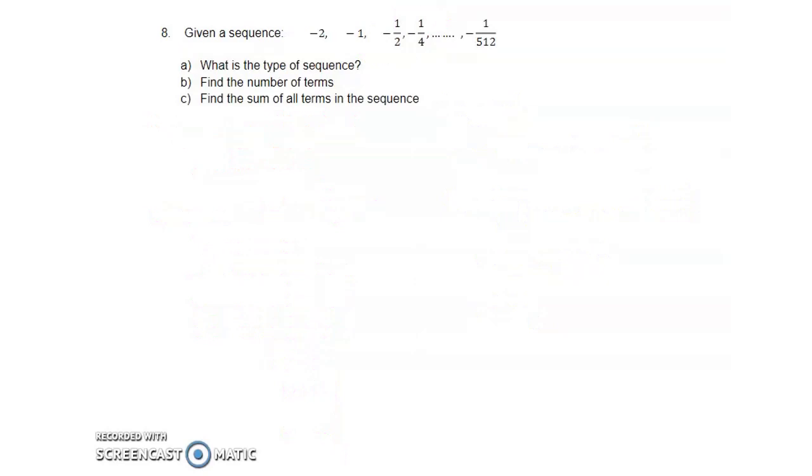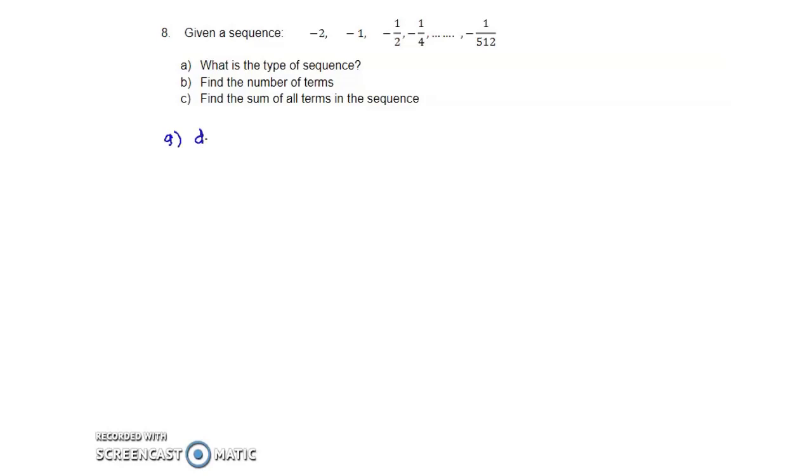Okay, now let's look at this question. Given a sequence, negative 2, negative 1, negative 1/2, negative 1/4, and up to the last term, negative 1/512. What is the type of sequence? Again, we test one value, either common ratio or common difference.